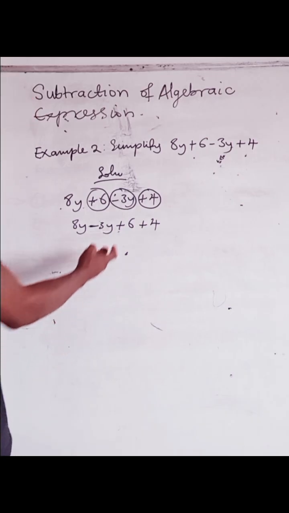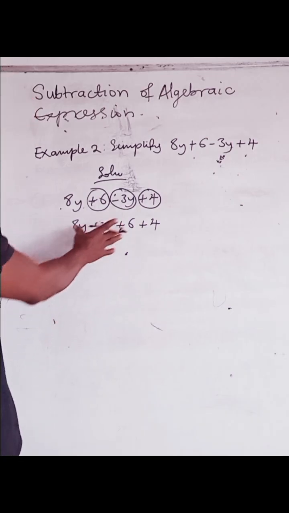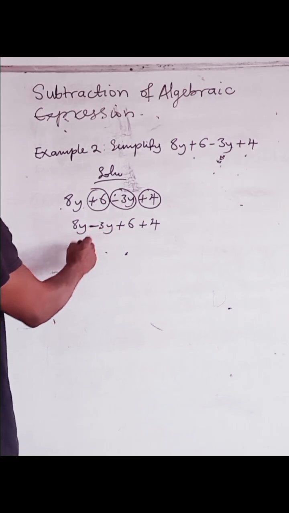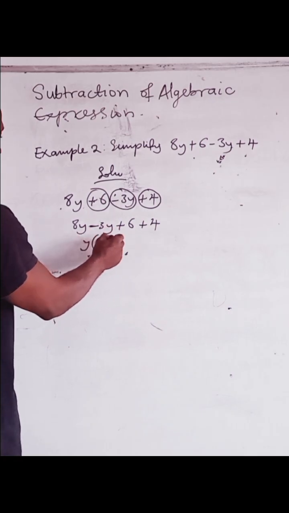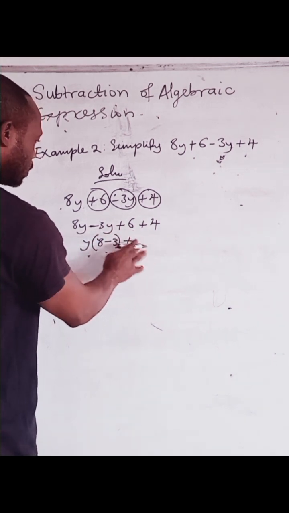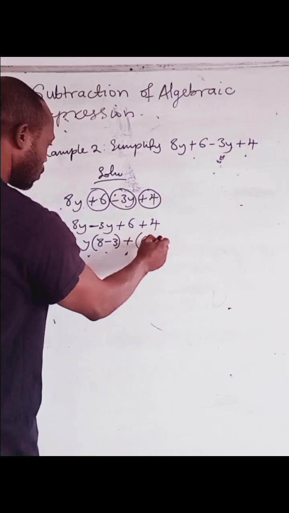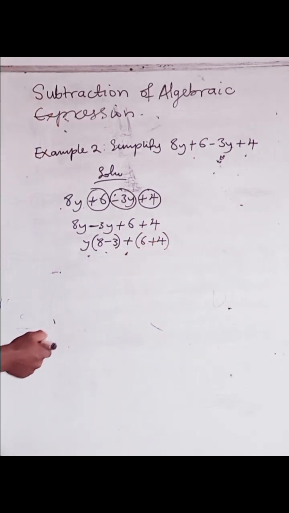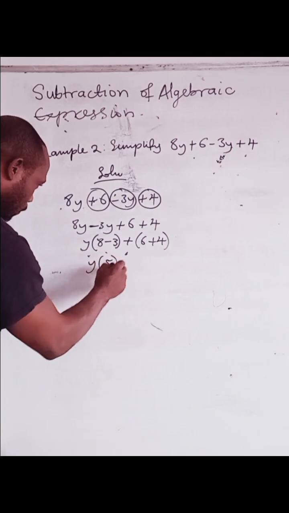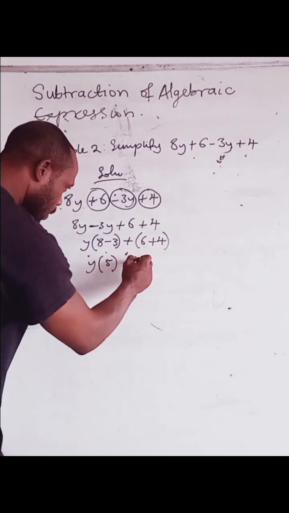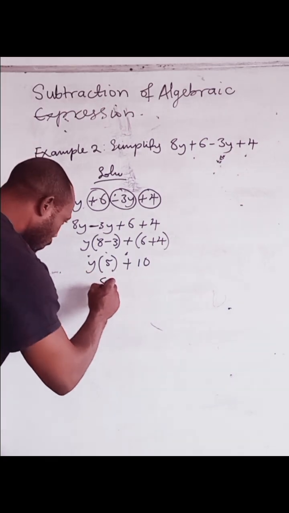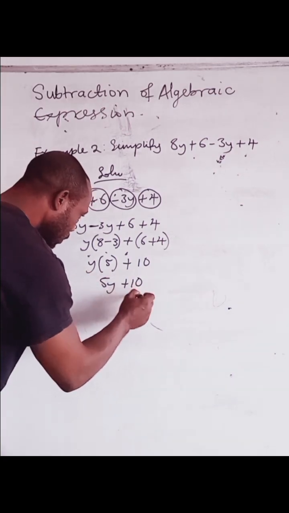Now we are going to do the same thing we've been doing previously on this expression. We are going to take y, and then subtract the coefficients here, and then add the coefficients here, 6 plus 4. Therefore, this expression is y multiplied by 5, plus 6 plus 4 is 10. Now 5 multiplied by y is 5y plus 10.